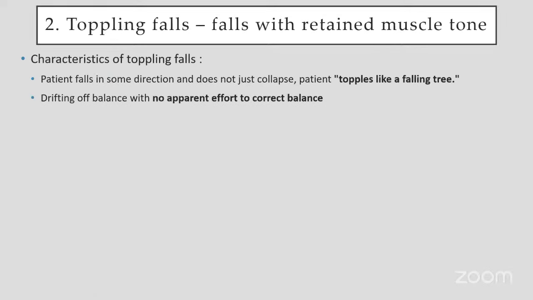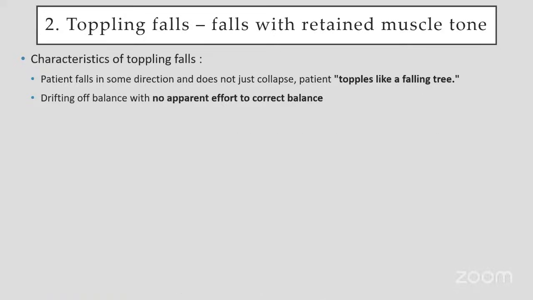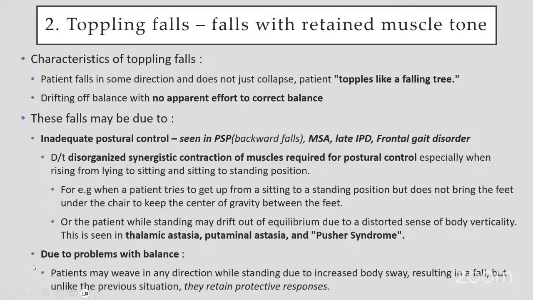Next, toppling falls, which are falls with retained muscle tone. The characteristics of toppling falls are that the patient falls in some direction and does not just collapse. They topple like a falling tree, drifting off balance with no apparent effort to correct it. This may be because of inadequate postural control. This is seen in PSP, usually as a backward fall, in MSA, late IPD, and frontal gait disorders, due to disorganized synergistic contraction of the muscles required for postural control, especially when rising from lying to sitting and sitting to standing position.